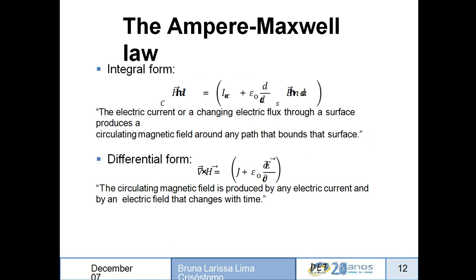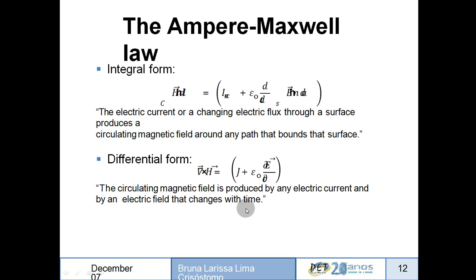Now the Ampere-Maxwell law. The differential form is saying that del cross H is equal to J plus del D by del T. Now we have to explain what del D is. D is the displacement vector and it will be equal to epsilon 0 into E, where epsilon 0 is the dielectric constant of free space, and E is the electric field strength.